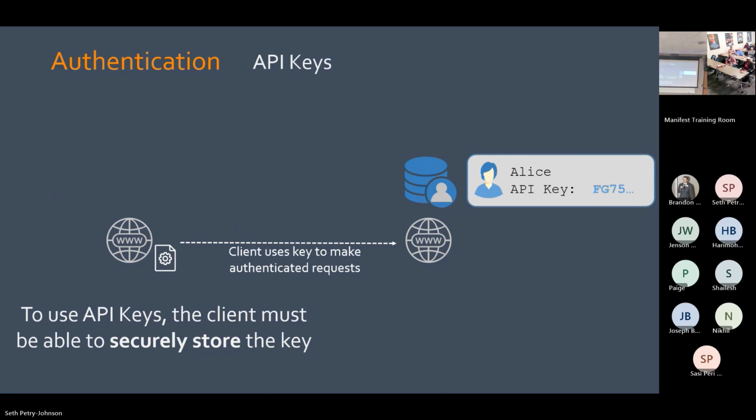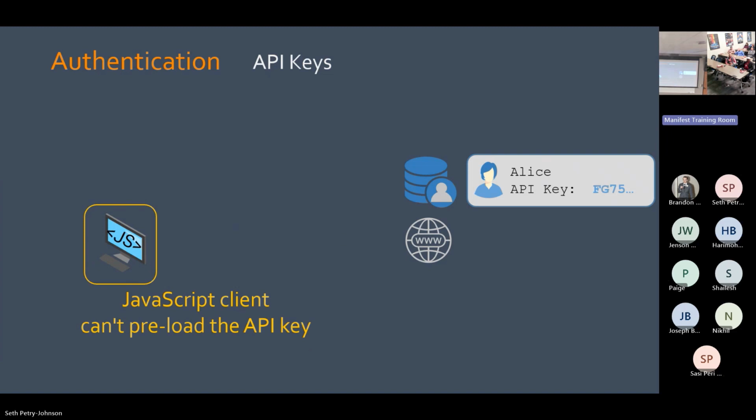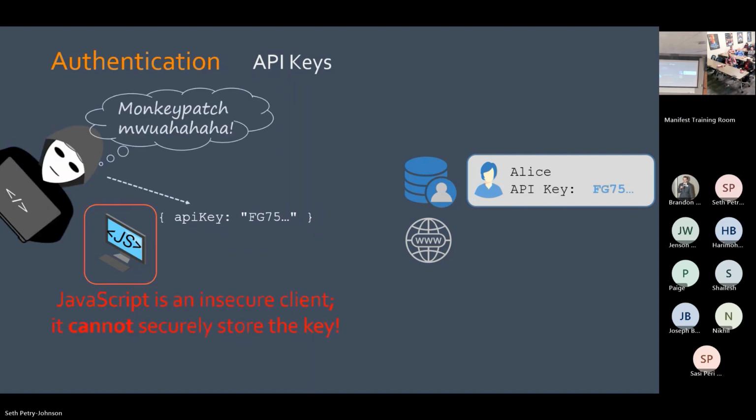Very easy. But what if the client isn't another server? It's one of these newfangled JavaScript React front ends, right? Let's say Alice drops by her local library on a Sunday to use your application, and you're using a React app. There's no way to preload her API key onto that browser in advance, right? So we could have Alice log in, and then we could send the key back after we authenticate her. But there isn't any way for her browser to securely store that key. That's because JavaScript is an insecure environment, right?